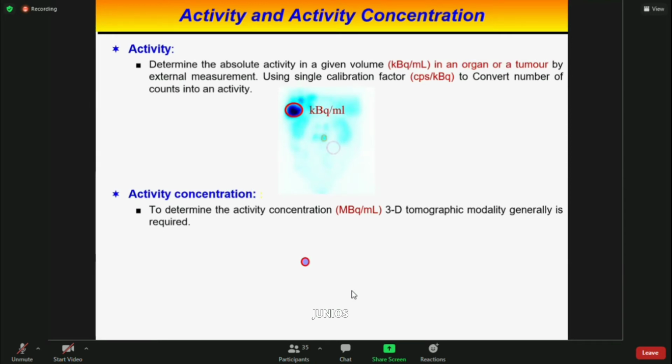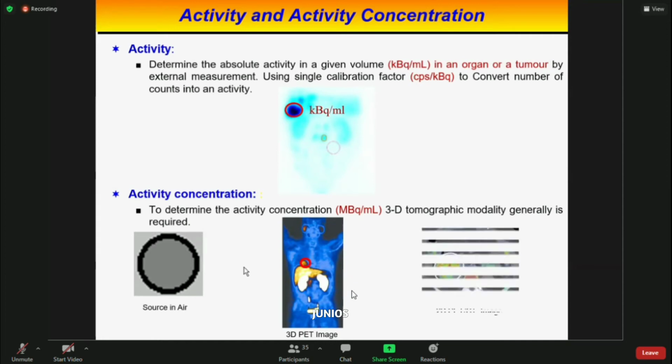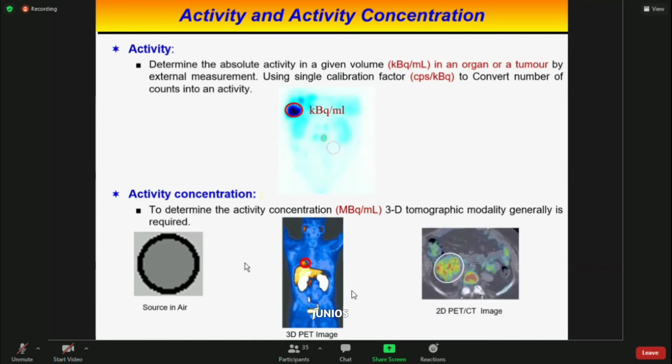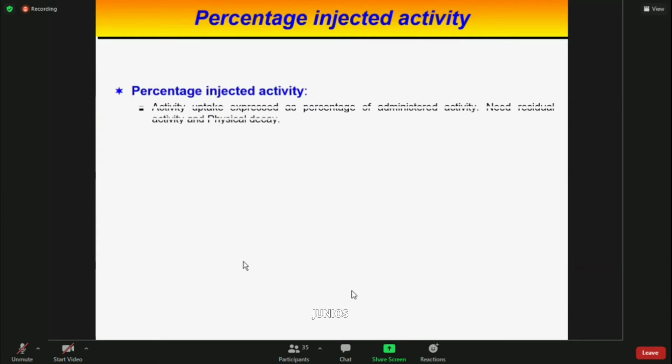However, to determine the activity concentration, that is megabecquerel per ml, a 3D volume tomography modality is generally required. Under certain conditions, measurement can be combined with an additional modality to obtain the volume of the source, that is CT, a study of the tumor site, to know the tumor site. Percentage activity.